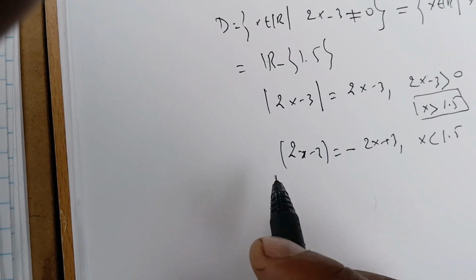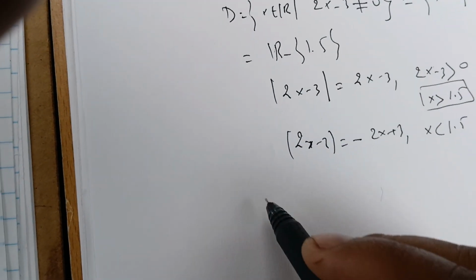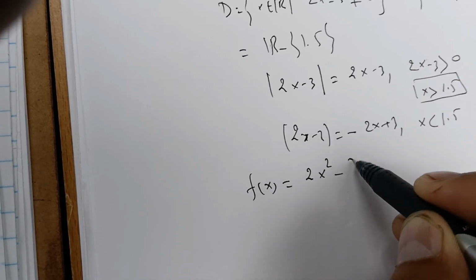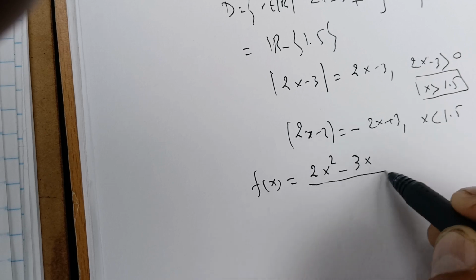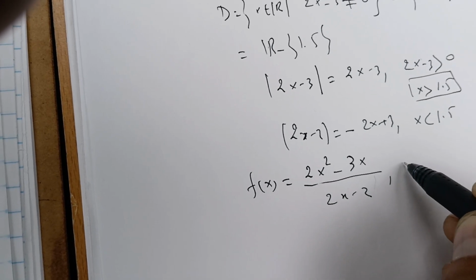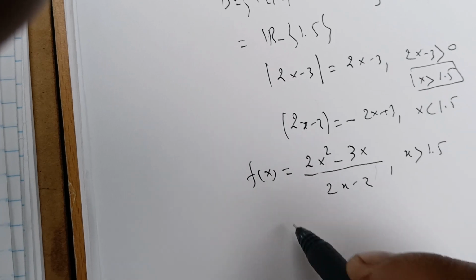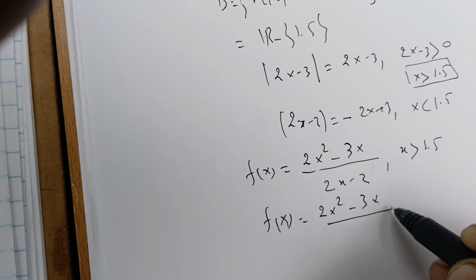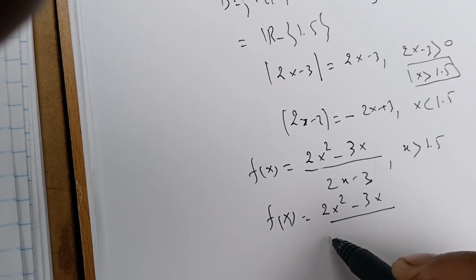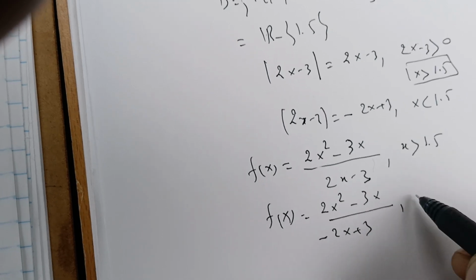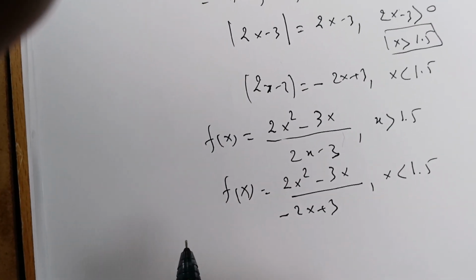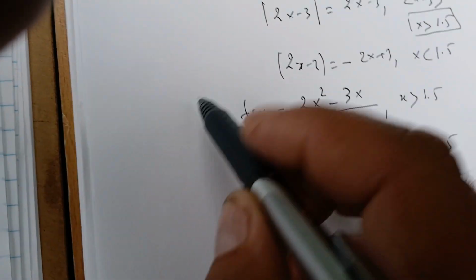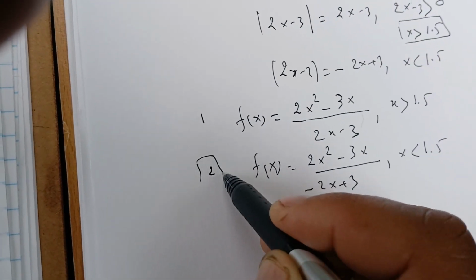So in this case, we have two functions. Okay, we can write f as 2x squared minus 3x over 2x minus 3 if x is bigger than 1.5. Also, f of x is 2x squared minus 3x over minus 2x plus 3 if x is less than 1.5. Okay, we can also simplify this one. We can rewrite it here in this first case and in this second case.